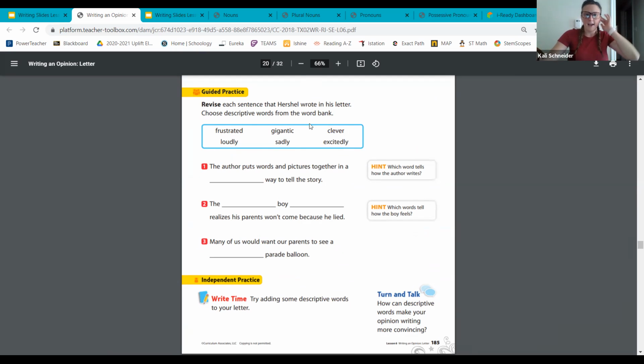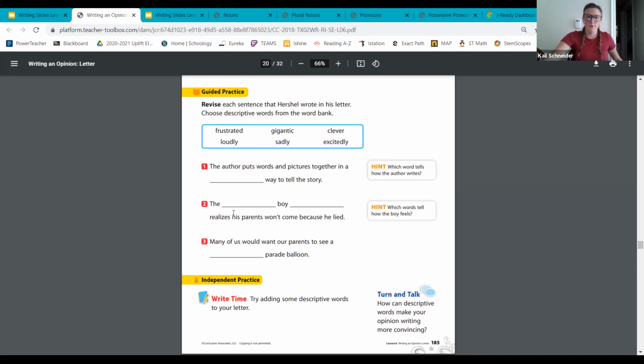Revise each sentence that Herschel wrote in his letter. Choose descriptive words from the word bank. We have frustrated, loudly, gigantic, sadly, clever, and excitedly. So let's go ahead and start reading some of them and see what might sound the best.